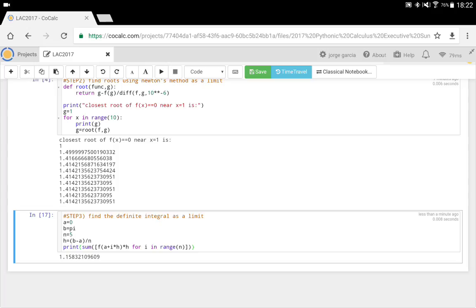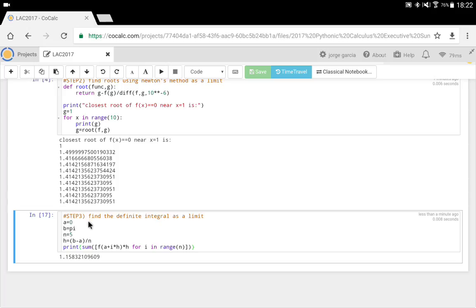Okay, that seems to be working. Let's see, what am I doing? Alright, so what I want to do is I want to make that a function. Okay, I'm going to make this a function.